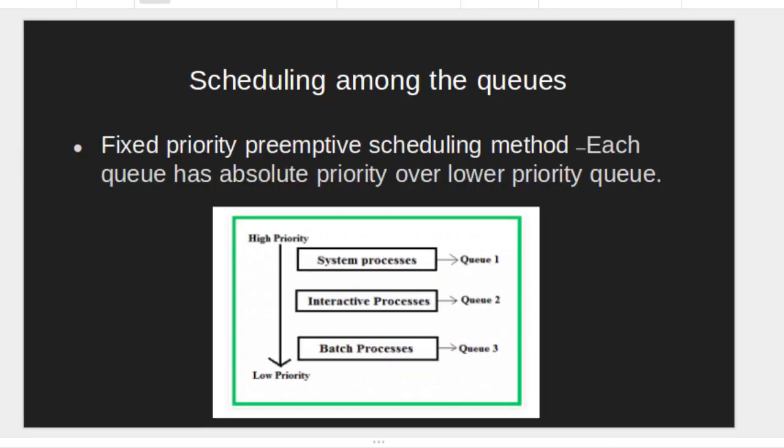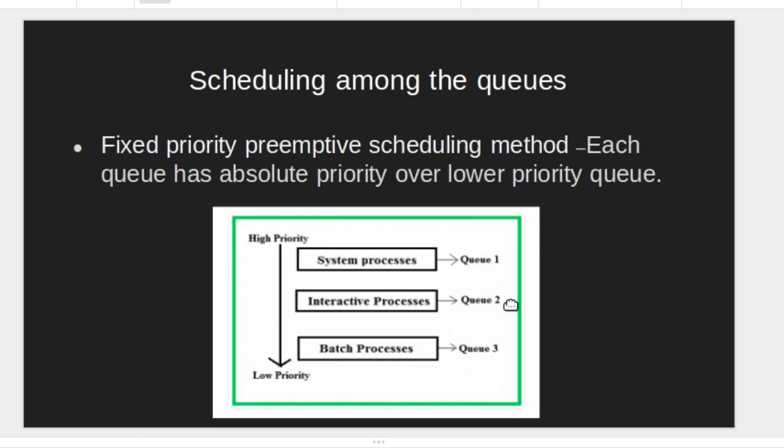Scheduling among the queues. There may be several processes in one queue, so we need scheduling algorithms for every queue. Fixed priority preemptive scheduling method: each queue has absolute priority over lower priority queues. Let us consider the following priority order: Q1 greater than Q2 greater than Q3. According to this algorithm, no process in the batch queue can run unless Q1 and Q2 are empty.